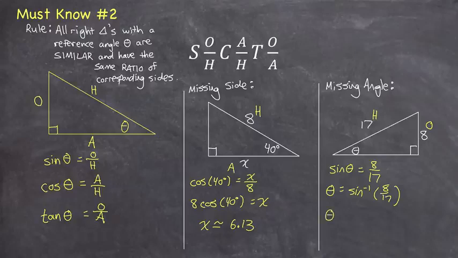And your calculator would tell you that the angle is about 28.07 degrees. So that's how you use SOHCAHTOA to find a missing side or a missing angle.